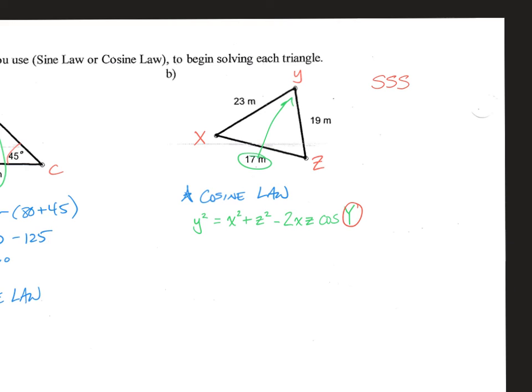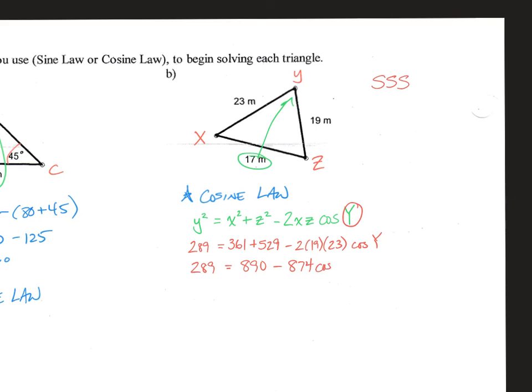So, first line that we may be comfortable working with would be, let's sub in everything and square it. If I sub in my 17 and square it, I get 289. If I sub in my 19 and square it, I get 361. Sub in 23 and square it, 529. And then over here, I've got my 2 times my 19 times my 23 cos of y. If I was then to go through and collect the first two terms, I know I can't collect the last term, but I can at least simplify it.